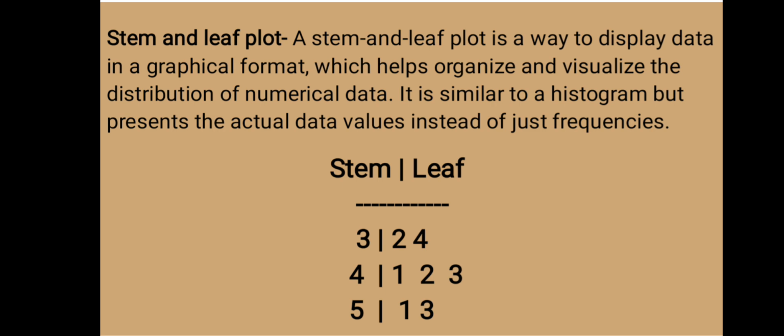Let's say for example, the following numbers are 32, 34, 41, 42, 43, 51, and 53. The 3 as a stem shows the numbers in the 30s, and the leaves 2 and 4 show the numbers 32 and 34. And the second, the 4 stem, shows the numbers in the 40s with leaves of 1, 2, 3, showing the numbers 41, 42, and 43.